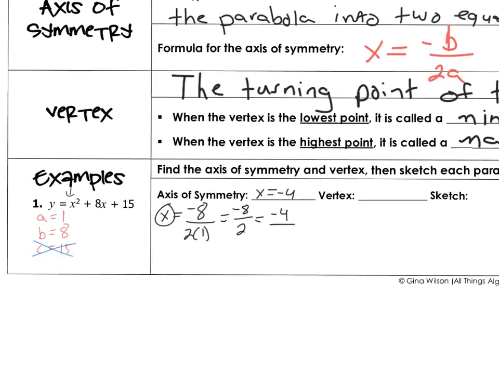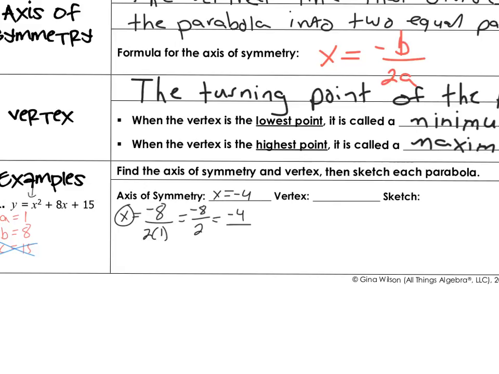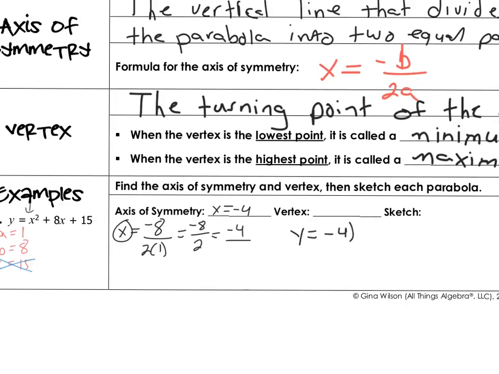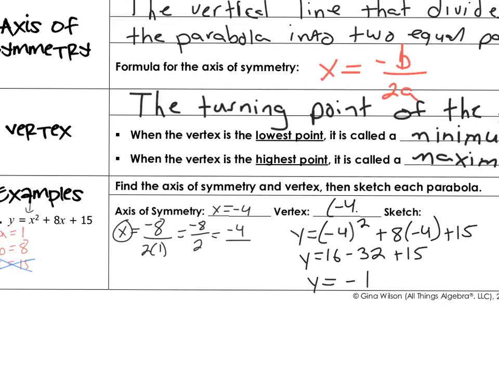Okay? And our vertex, what's our vertex going to be? Well, we're just going to plug in negative 4 wherever we see an x. So it's going to be y equals negative 4 squared, because negative 4 is x, so we have to square negative 4, plus 8 times negative 4 plus 15. Well, negative 4 squared is 16. That's negative 4 times negative 4. And 8 times negative 4 is negative 32. And that's plus 15. So if you add all that together, you get y equals negative 1. So what is your vertex? Your vertex is negative 4, comma negative 1.